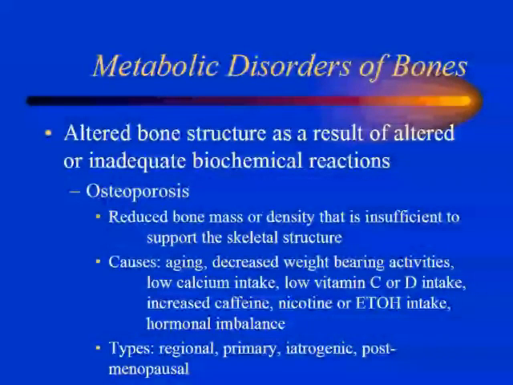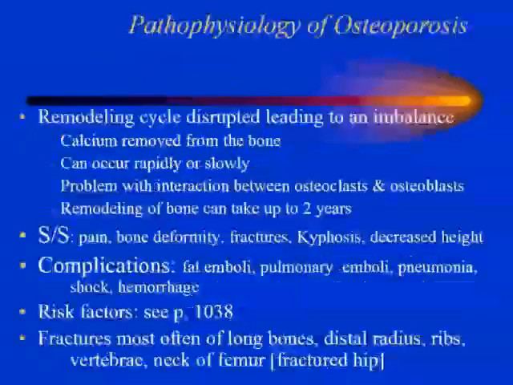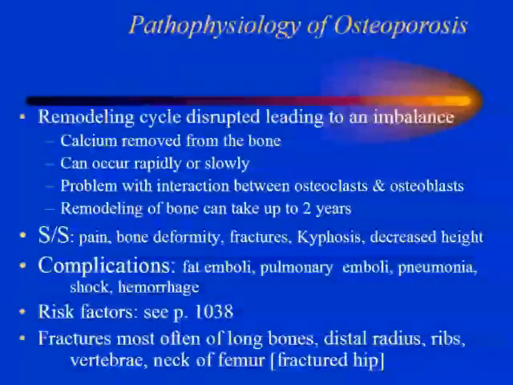Osteoporosis costs about $12.2 to $17.9 billion annually to treat. And they have different kinds of drugs that you can take either daily, weekly, or monthly to help with that. The pathophysiology of osteoporosis has to do with the remodeling cycle that's disrupted, leading to an imbalance.